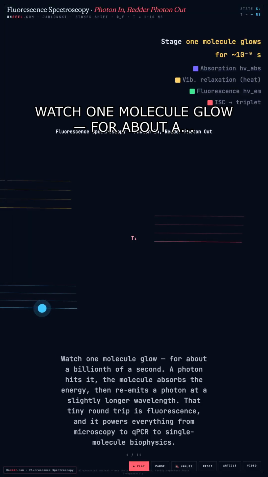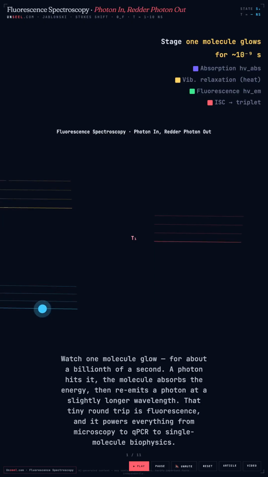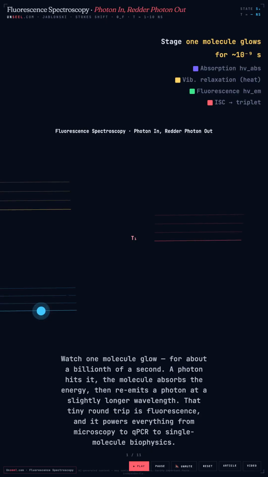Watch one molecule glow. For about a billionth of a second, a photon hits it, the molecule absorbs the energy, then re-emits a photon at a slightly longer wavelength. That tiny round trip is fluorescence, and it powers everything from microscopy to qPCR to single-molecule biophysics.